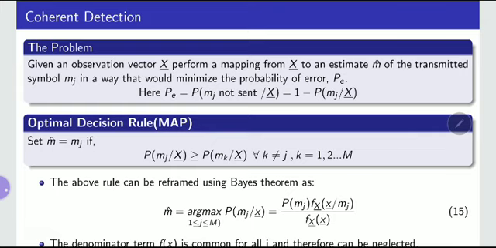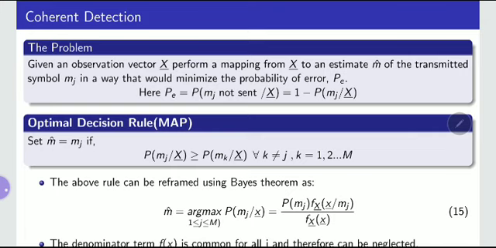So we have got x cap, but it was not mj that was sent. So the probability of error is the probability that we have got x, but mj was not sent. So that is actually 1 minus the probability that we have got x and actually mj was sent. Okay, so that is a problem. We need to minimize this probability.